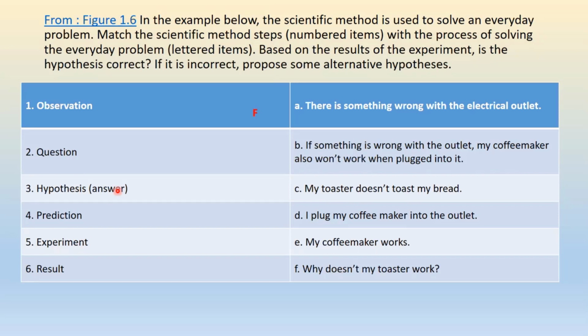So I've said 1 is F. Why doesn't my toaster work? And I said 2 is the hypothesis: if something is wrong with the outlet, my coffee maker also won't work when plugged into it. And I said 3, which supports my toaster doesn't toast bread. And I said 4, which is the prediction: I plug my coffee into the outlet. And 5, which is the experiment: my coffee maker doesn't work. And the result, I said it's A: there's something wrong with my outlet. Am I wrong or am I right?